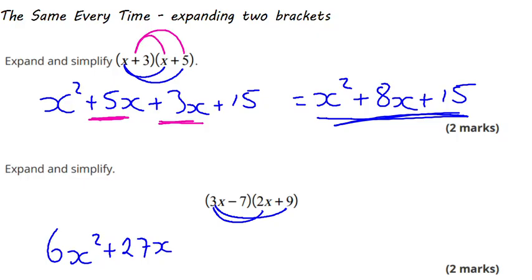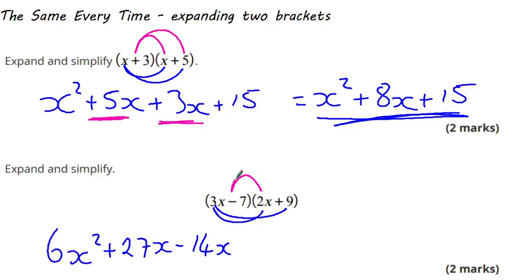And then we look at the second term in the first bracket, which in this case is a negative 7. So second term in the first bracket multiplied by first term in the second bracket. Negative 7 times 2x. Negative 7 times 2 times x. Negative 7 times 2, negative 14, then times the x, negative 14x.